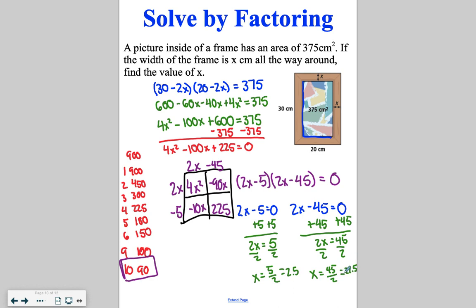So now I need to decide which of these answers actually work. If I plug in 2.5 and find the width here, so 20 minus 2 times 2.5 is 20 minus 5, which gives you 15. If I plug in 22.5, 20 minus 2 times 22.5, that's going to give me a negative answer, and we can't have a negative width. So this one does not end up working. It's a solution to this equation, so it's a solution to that original blue equation, but it doesn't make sense in the context of our problem. So our answer for the width of the frame is going to be 2.5 centimeters. So on these word problems, you have to go through and figure out which of your answers actually makes logical sense within the context of the problem.